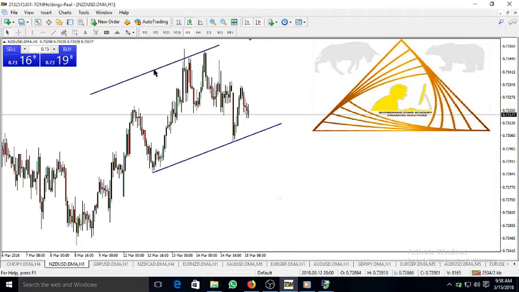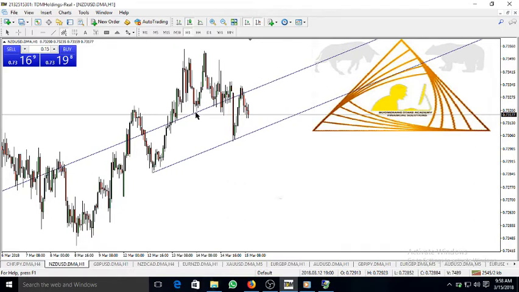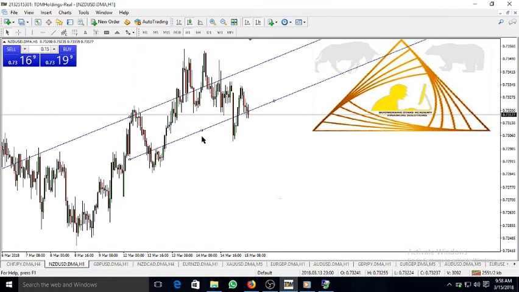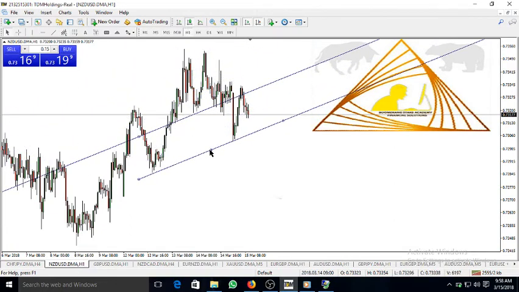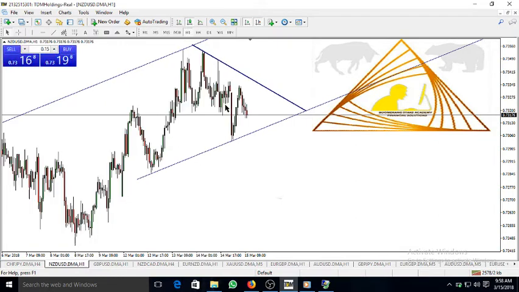So I'm expecting this one to respect levels of support most of the time, because it's an uptrend, unless things change fundamentally, since we have high impact news today on the CAD, and this is NZD. So it might not respect the levels of support because of that, but this is what I'm having right here.